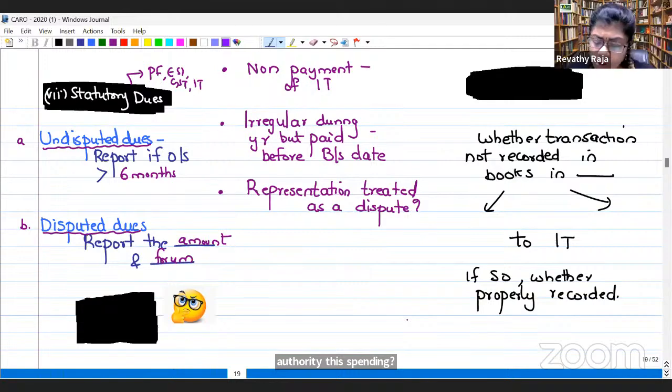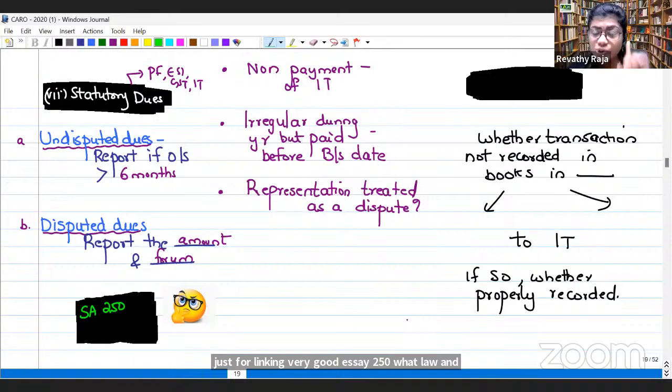But has something come to your mind when you heard about the dues? It is statutory, legal dues, so SA. In Inter, this SA also we have just mentioned in the classes, just for linking. Very good. SA 250. What? Laws and regulations. Inter students, let me just say 240 fraud, 250 laws and regulations. This is not specifically there now in your syllabus, but still better you learn the name and the number. 250 is laws and regulations. Anything else came to your mind?